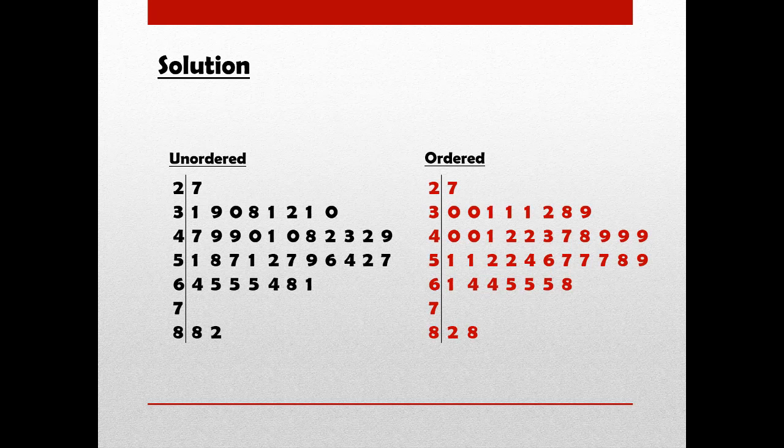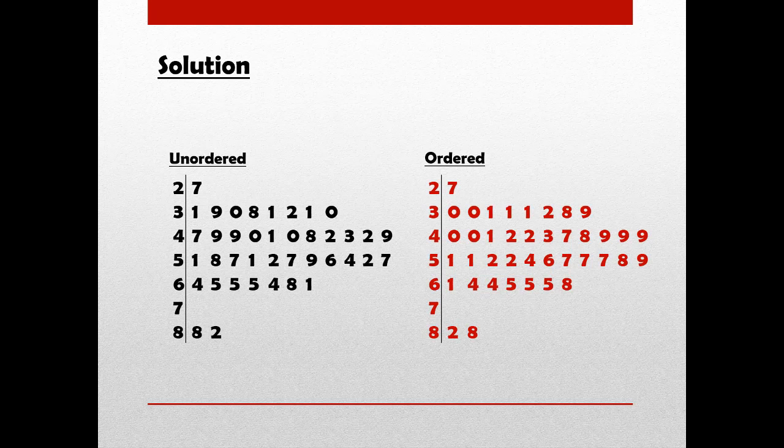For the stem of 4, it's 0, 0, 1, 2, 2, 3, 7, 8, 9, 9, 9. When the stem is 5, we have 1, 1, 2, 2, 4, 6, 7, 7, 7, 8, 9. When the stem is 6, we have 1, 4, 4, 5, 5, 5, 8. And then for the stem of 8, we have 2 and 8. So that would be the ordered version.